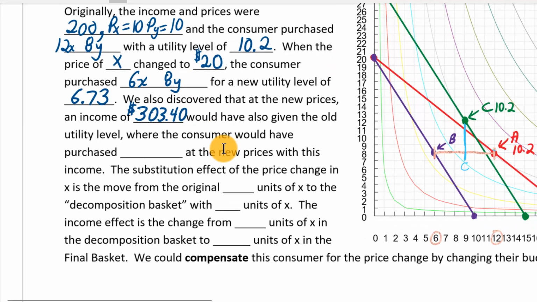And then at that decomposition basket, that hypothetical solution, the consumer would buy 9.11 X's and 12.12 Y's at those new prices with this higher income. We found that the substitution effect of the price change in X is the move from the original, how much X? 12, right? To the decomposition basket, which was the 9.11. The income effect is the change from the 9.11 in the decomposition basket to the, how many? 6 units of X in the final basket.